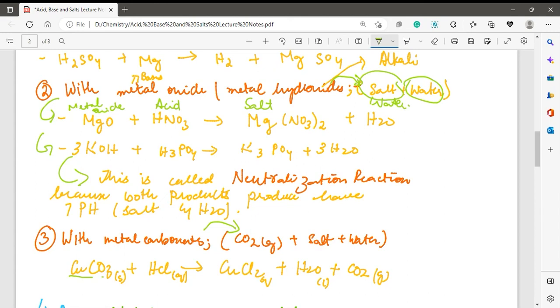So what you have to do is practice these equations, so it will become much easier for you to write equations in the exam.